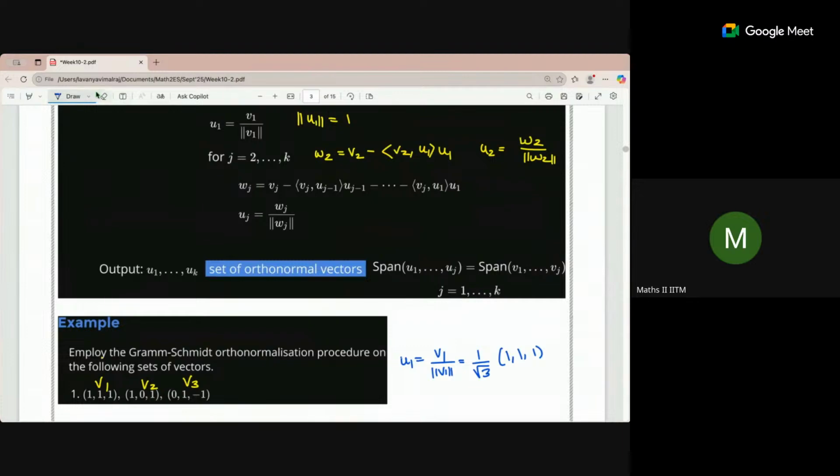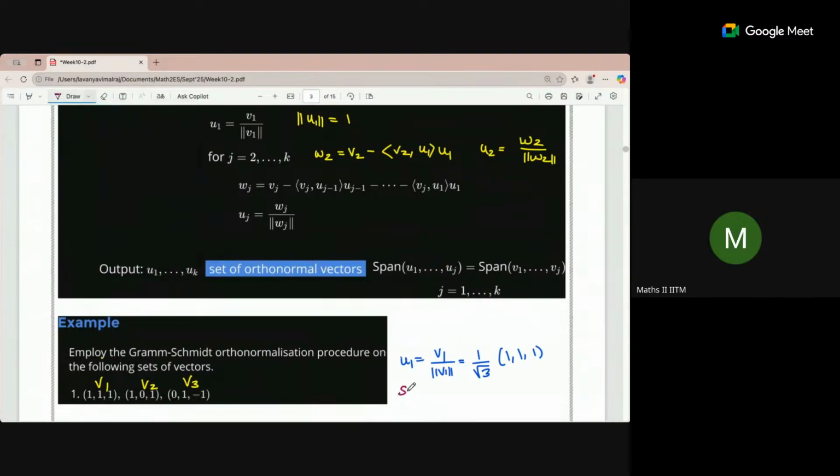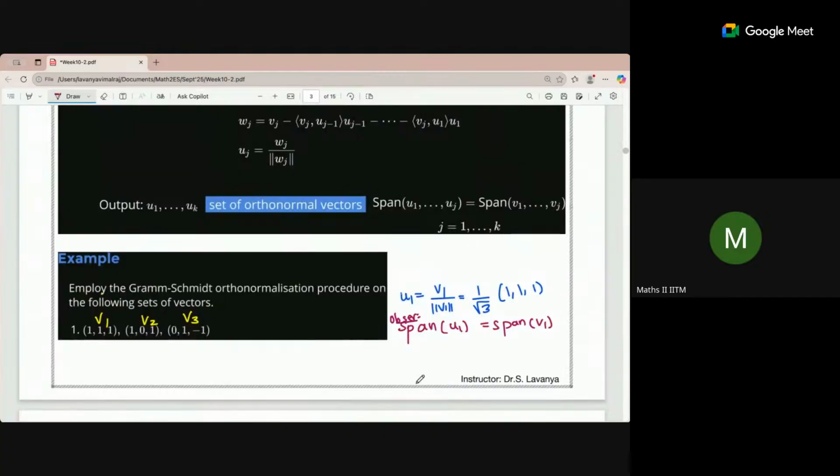At this stage, what is the observation we have? The observation is that span of u1 is the same as span of v1. This is the first step. This is just an observation. And then, what's the next step?